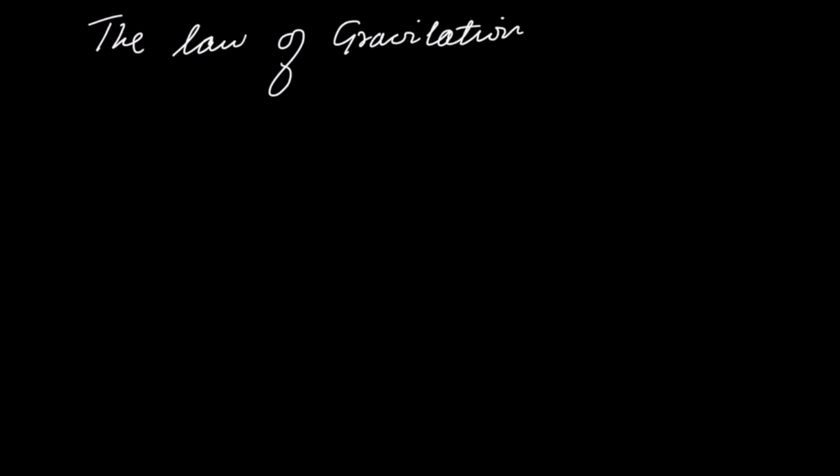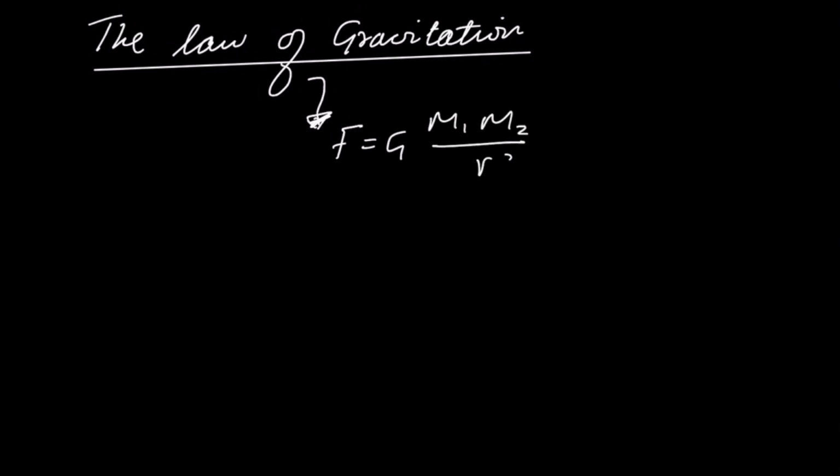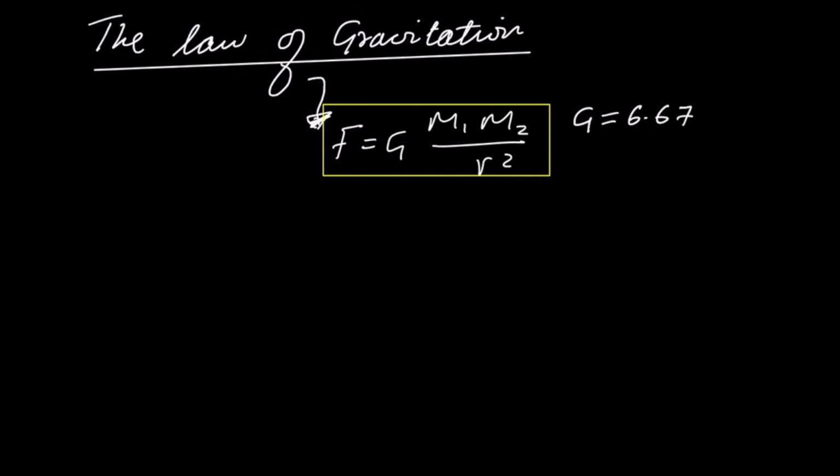Let us look at the law of gravitation. The gravitational law simply states that the force of gravity will be equal to G, which is a constant, times two masses that are attracting each other over the separation between them. This is an inverse square law where G is equal to 6.67 times 10 to the power minus 11 newton square meters per square kilogram.